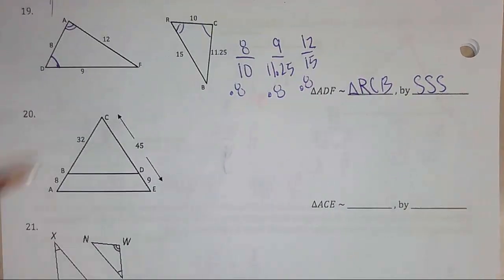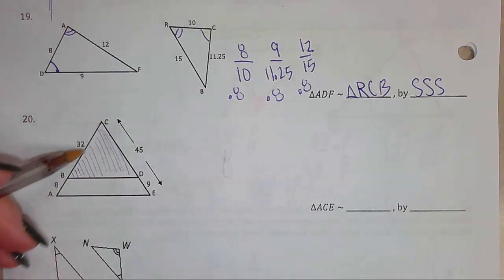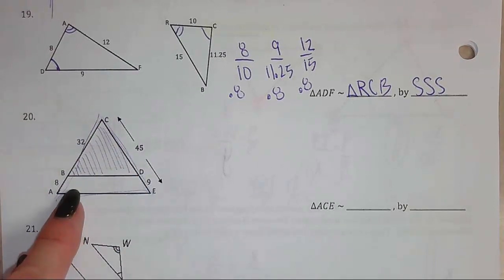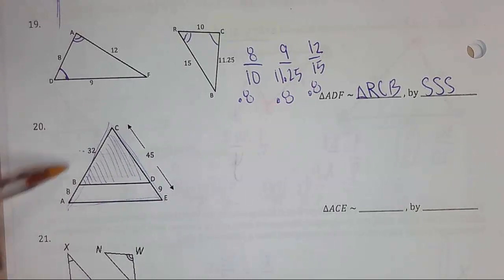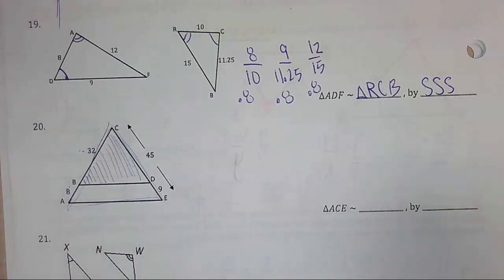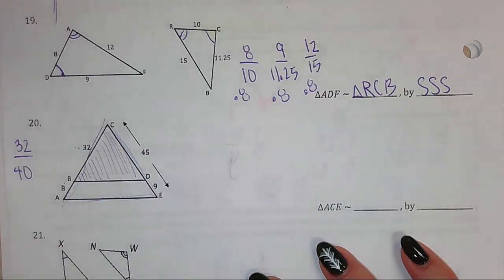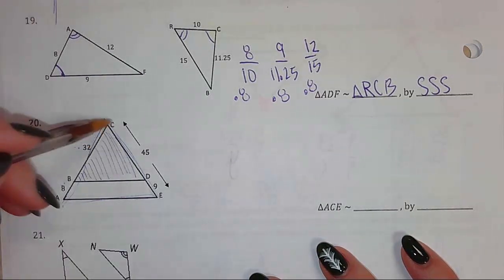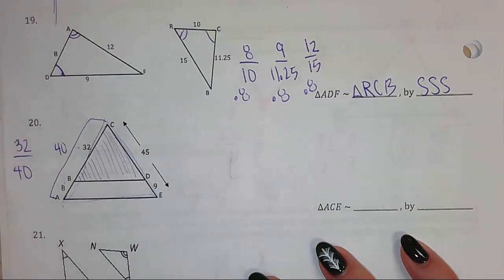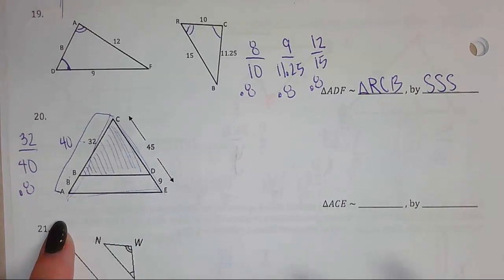Okay, so we have a triangle right here, and we have the whole triangle. So what I'm going to do is go ahead and put 32, this side of the triangle, 32, over 40. Okay, so 32 over 40. I got 40 by adding the entire side together. I'm going to divide that, and I'm going to get 0.8.